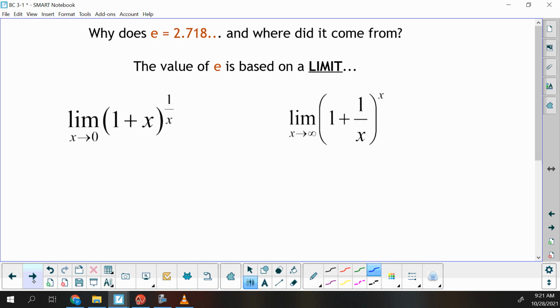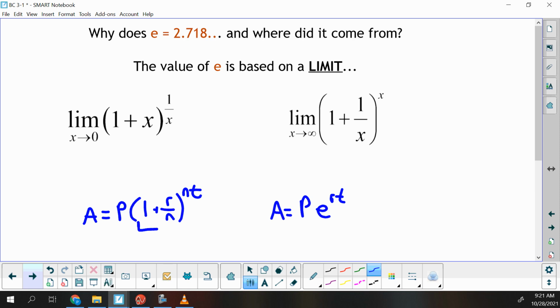So why does e equal 2.718? So the value of e is actually based off of a limit. Now, if we go back to pre-calc, you looked at your accrued interest formulas. You had P times 1 plus r over n to the nt, where r was your rate, P was your principal, t was your time in years, and n was the number of compounds. You also looked at your compounded continuously formula, which was P times e to the rt.